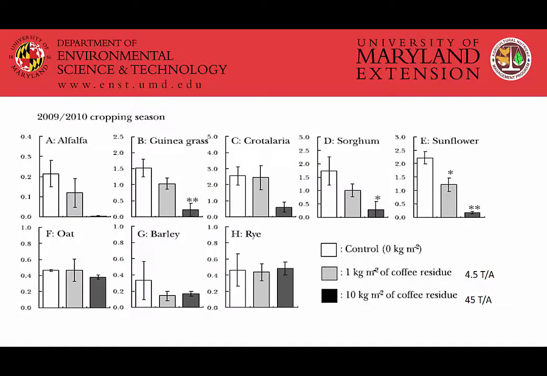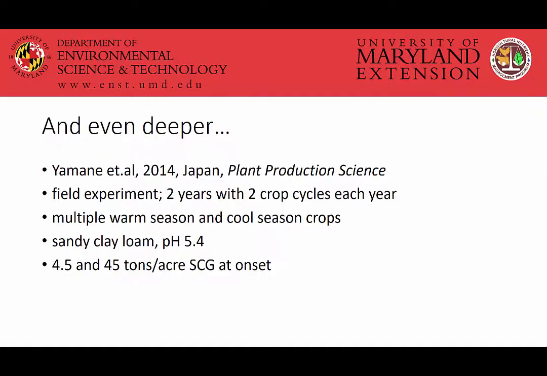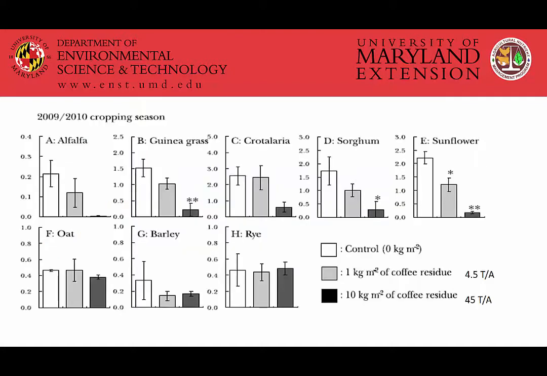They looked at 2 rates, essentially 4.5 and 45 tons of coffee grounds per acre. The 4.5 is closer to what an agronomic rate would be. 45 is outrageous, okay? But here's what they found in the first year. First of all, they looked at 5 different crops that first summer. So they basically put the coffee grounds on here. Alfalfa, guinea grass, crotalaria, sorghum, and sunflower.